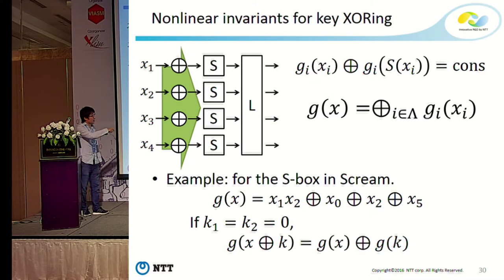So this is a nonlinear invariant for the SCREAM S-box. x1x2 is involved in the nonlinear term, but the other terms are only linear. So if k1 is equal to k2 is equal to 0, this equation holds. So this is a nonlinear invariant.